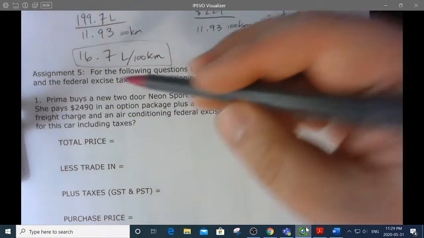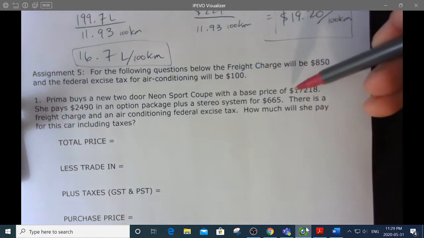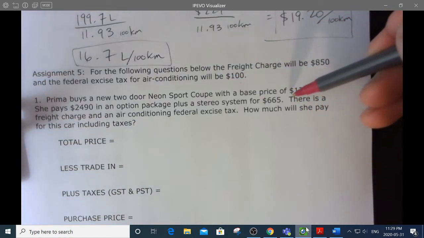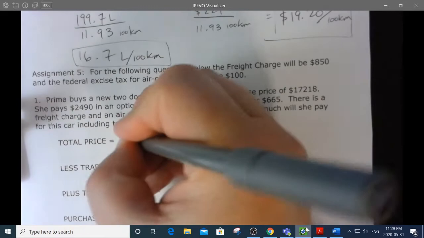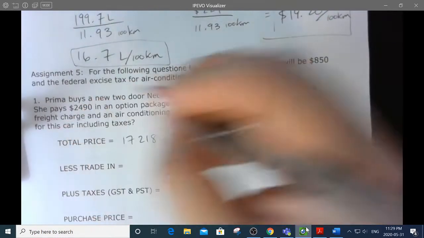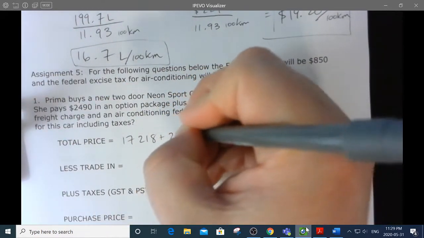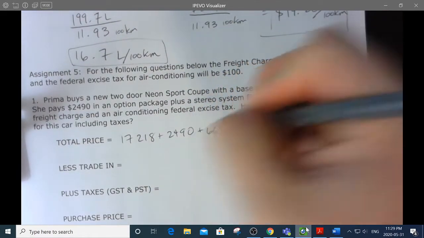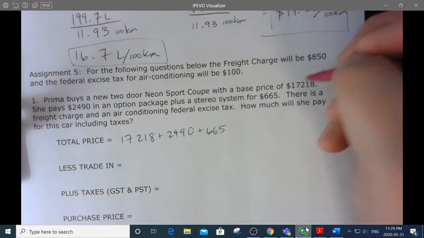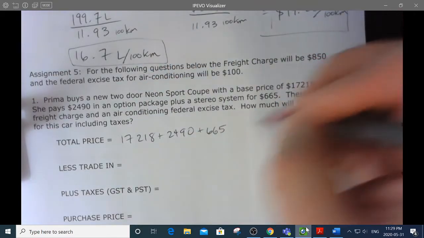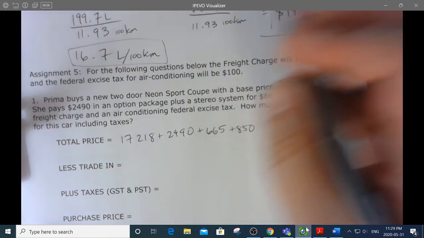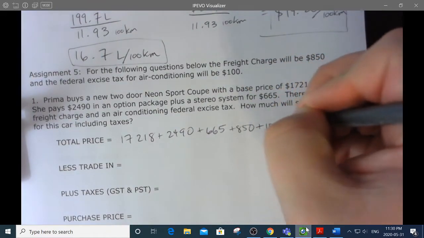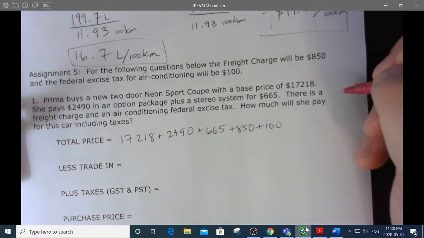Prima buys a new 2-door Neon Sport Coupe with a base price of $17,218. So her total price is going to be $17,218. Plus, she buys an option package for $24.90. She puts a stereo in it for $665, and there is a freight charge, which we said is $850, and an air conditioning excise tax of $100. So that's her total price.